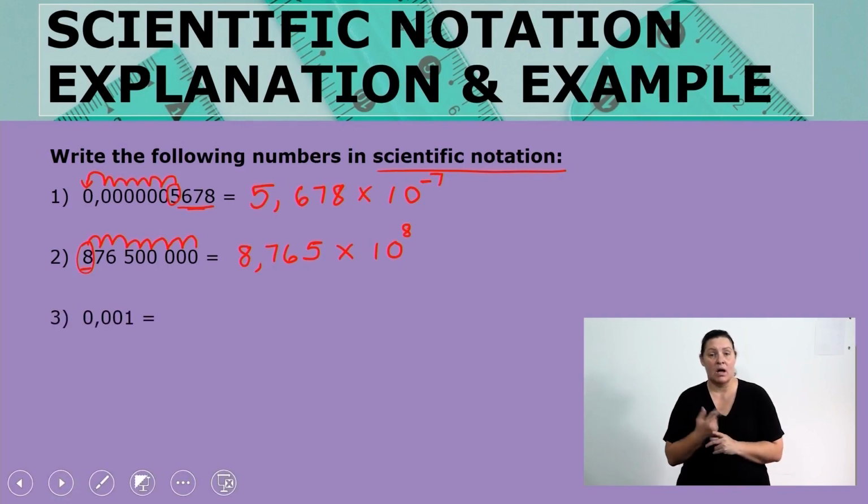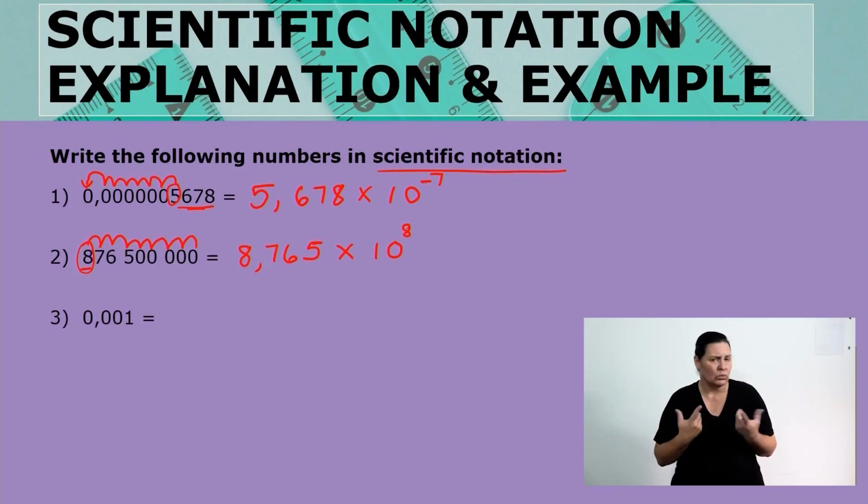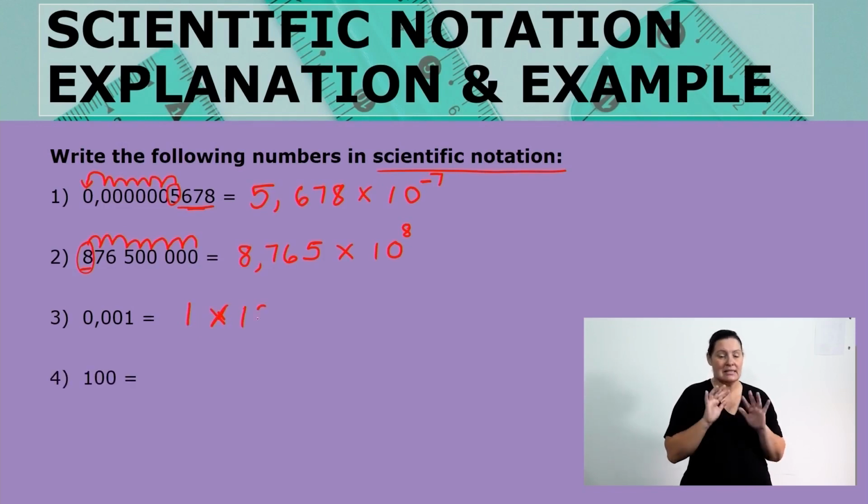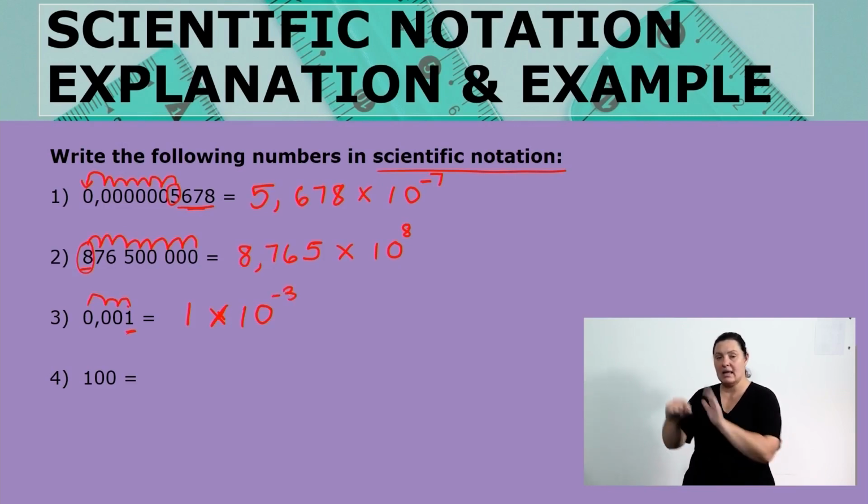And then we have here 0,001. How are we going to shift it? It is going to be 1 multiplied by 10. And we are shifting that 1, how many spaces to the left? 1, 2, 3. So that is to the exponent -3 because we went to the left.